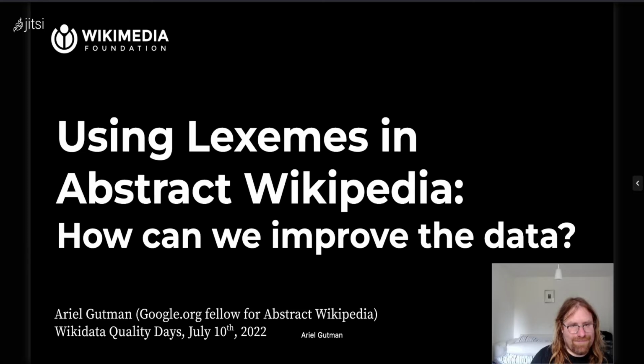So one of the big reasons we collect all this beautiful data in Wikidata is so people can build really cool stuff on top of it. And I'm very excited that one of the really cool things that's being built on top of Wikidata's data is Abstract Wikipedia. And today, Ariel will talk a bit about some of the problems they encountered while using the data so we can make it better.